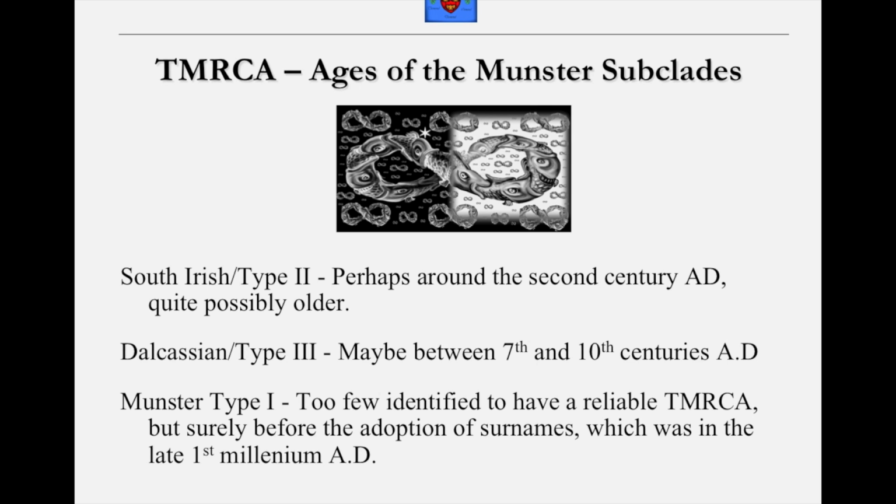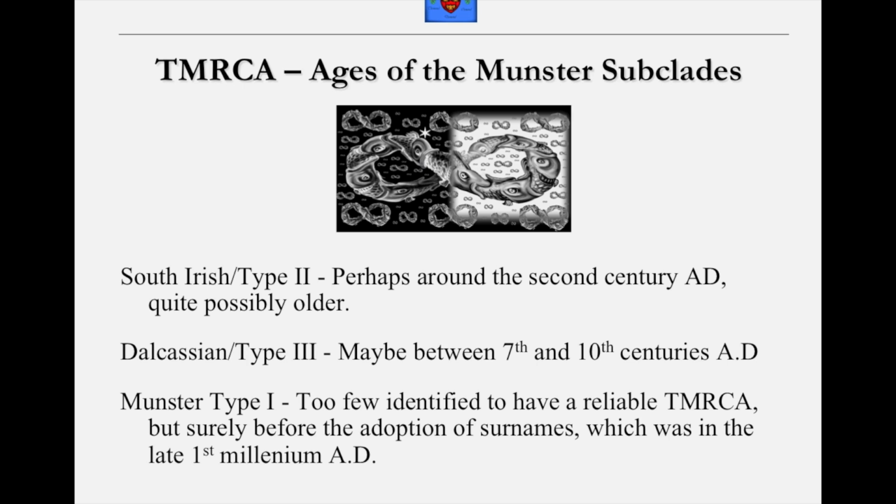That's it, okay. The South Irish type 2, it's been suggested that it originated around the 2nd century AD. I'm pretty comfortable it's probably much older than that. The Dalcassian type 3, it's been suggested maybe between the 7th and 10th centuries AD, but even Dennis Wright, who administers that project, feels it is probably older than that.